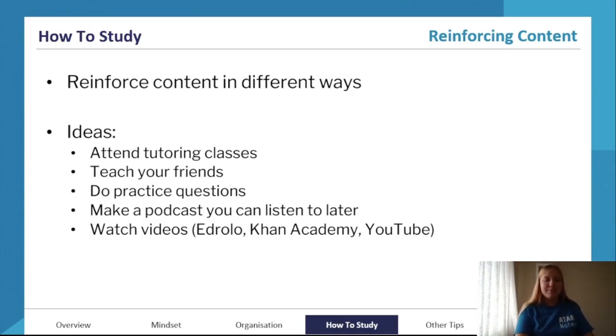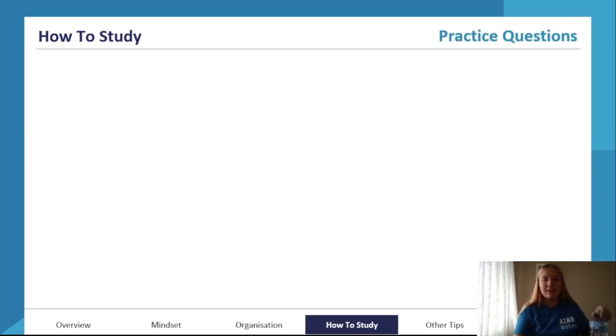So here are some ideas. Attending tutoring classes. This can include private tutoring, TuteSmart lectures for subjects, etc. Really helps you to reinforce content. Teaching your friends or revising or working with your friends doing the same subject. Doing practice questions, especially without our notes. Making a podcast where you talk through the theory and the subject that you can listen to later, sort of passive learning, not too much stress, and watching videos and accessing online resources that can help you with reinforcing content.